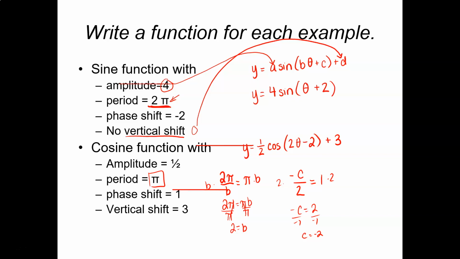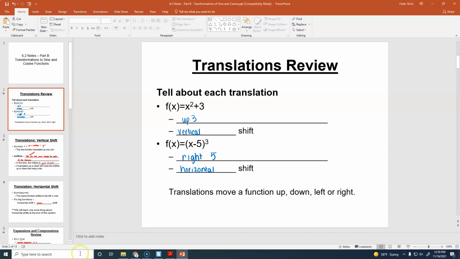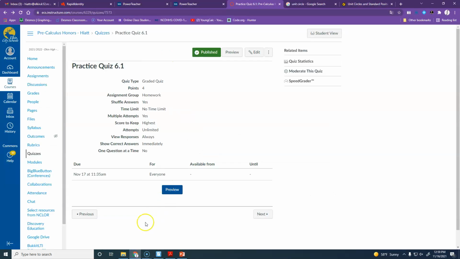Okay, questions? All right, so the assignment's not really at the end. I don't know if it's on the end of yours. Let me show you what we're going to have for the assignment. It is on Delta Math.